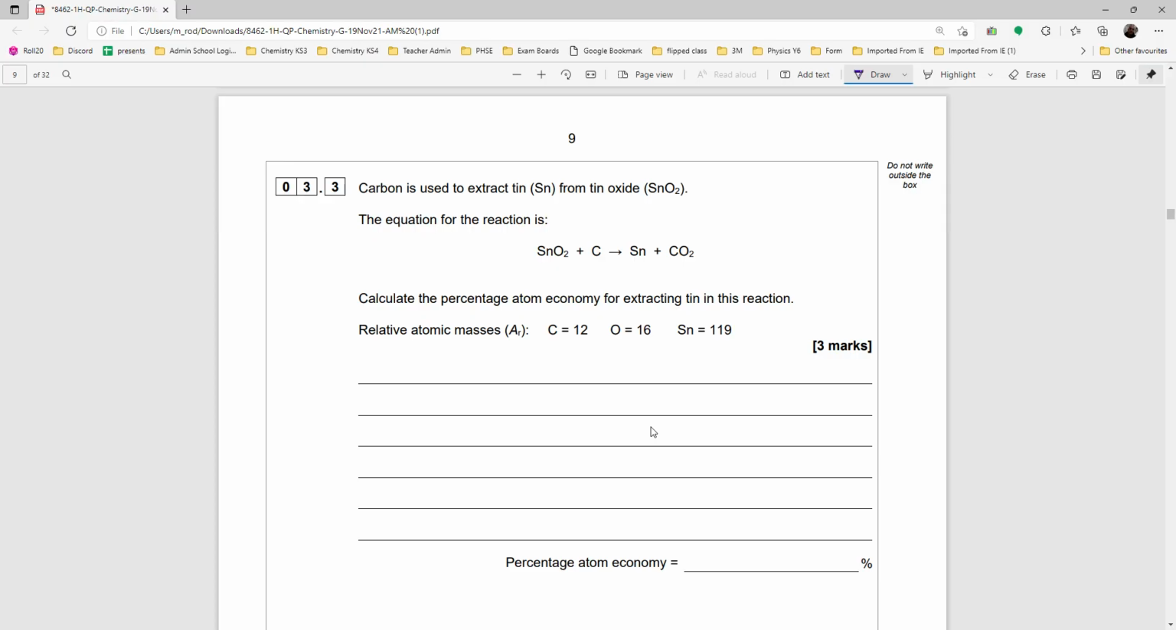Carbon is used to extract tin from tin oxide. The equation is below. Calculate the percentage atom economy. Well, I know atom economy is equal to desired product divided by the reactants times 100. I only want to have tin, and tin has a relative atomic mass of 119. I now need to figure out the reactants.